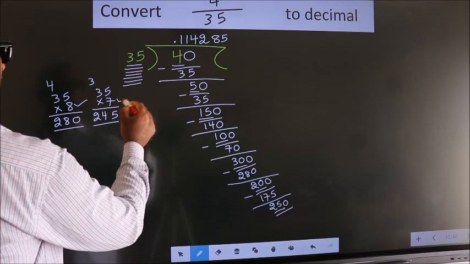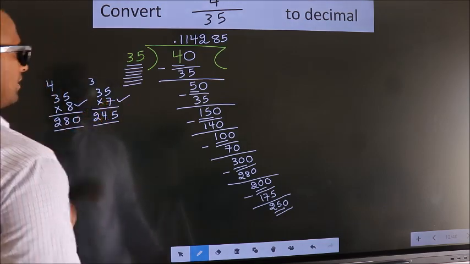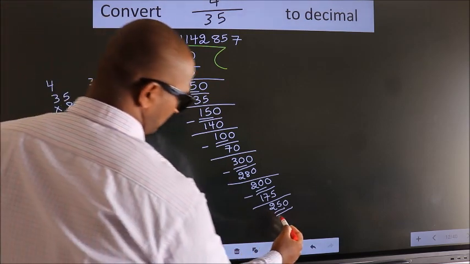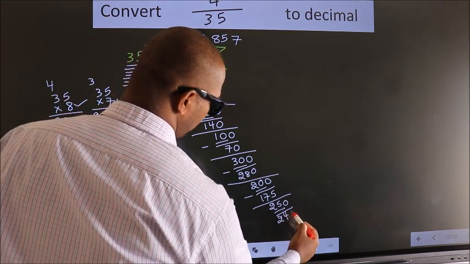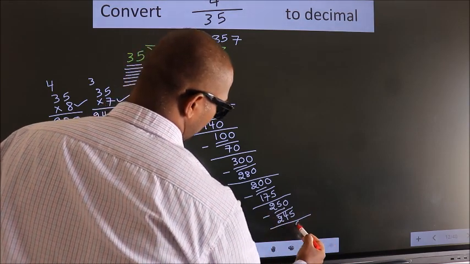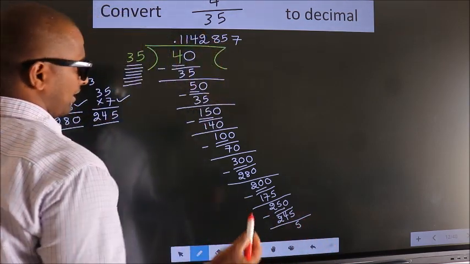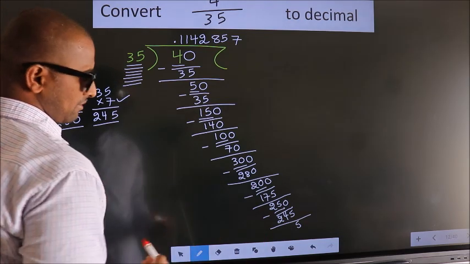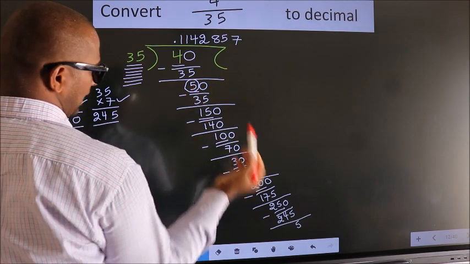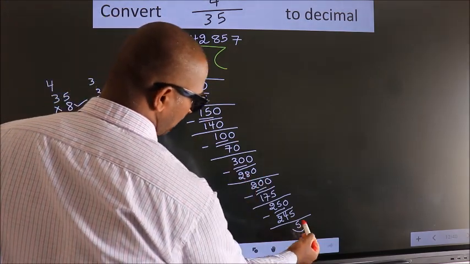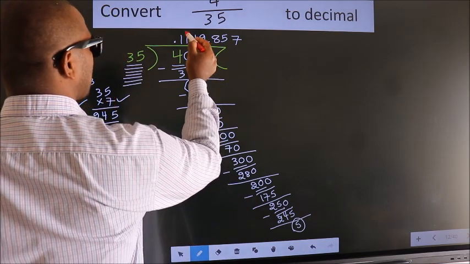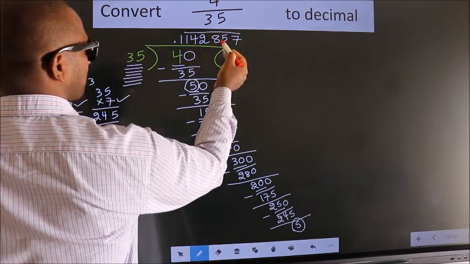So we should go with 7. So 35 7 times 245. Now we subtract, we get 5. Now here you observe, we had 5 here, and we got 5 again. That means we get bar on these numbers.